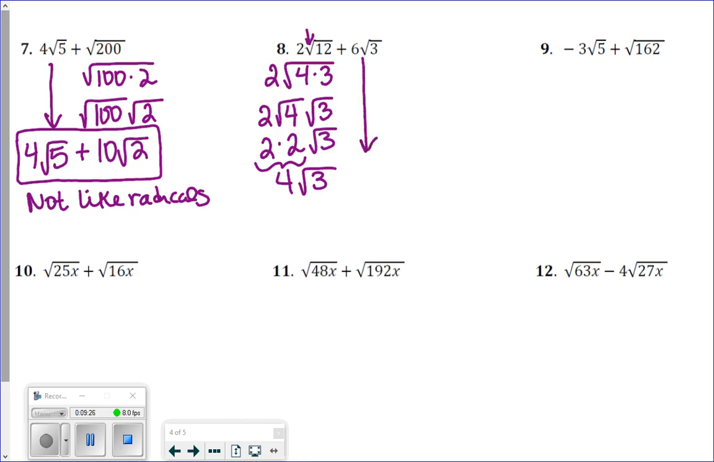I'll just bring this straight down. The other side was just 6 square root of 3, which couldn't be simplified any further. And really the next question is just, do we have like radicals? And we do. And we can bring these together to just 10 square root of 3.